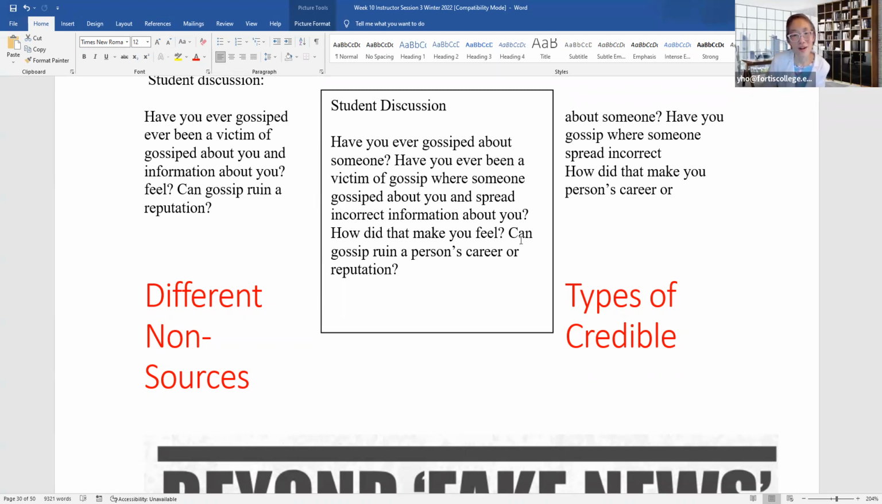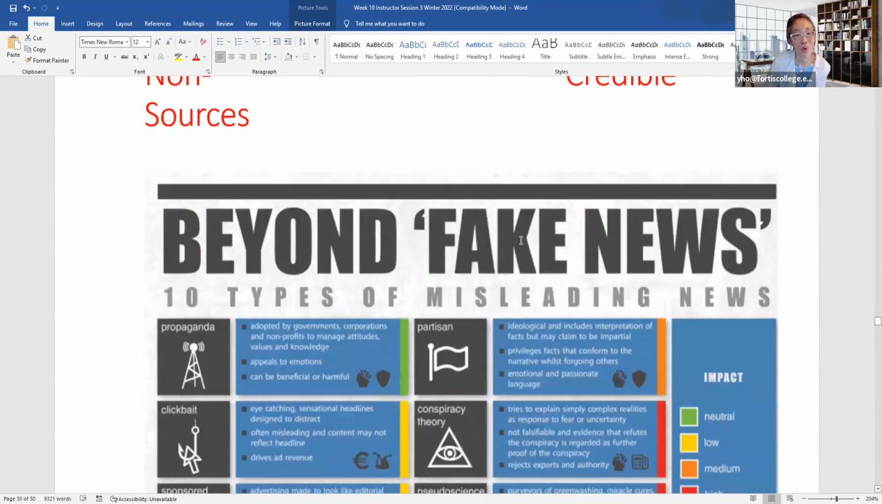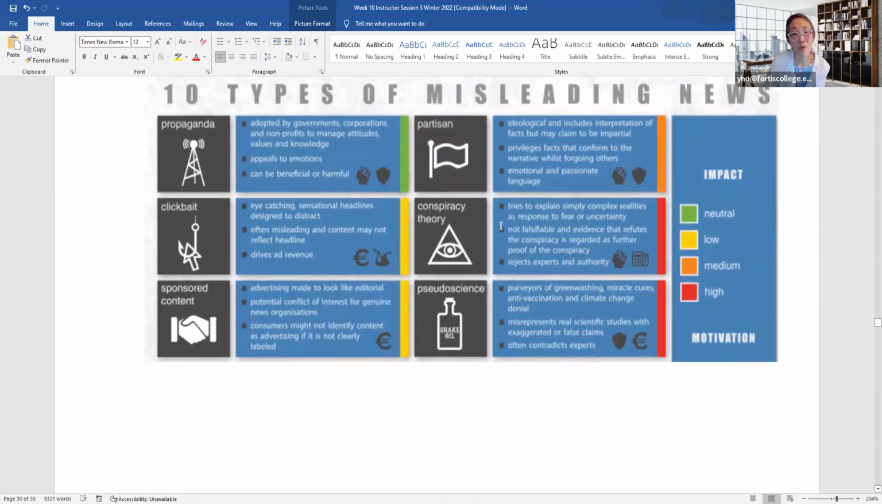So you should avoid gossiping and avoid propaganda, clickbait, sponsored content, partisan content, conspiracy theories, and pseudoscience. All of these are different kinds of non-credible sources or fake news.